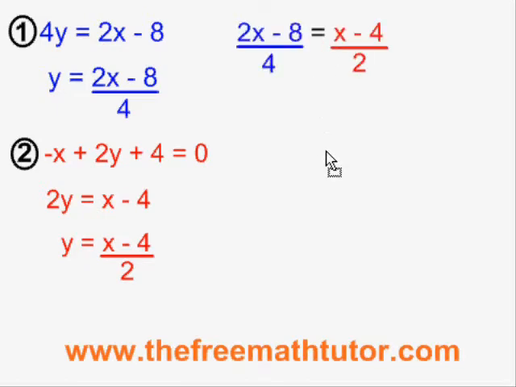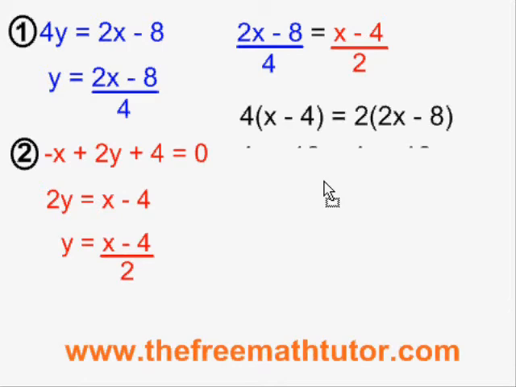2x minus 8 over 4 is equal to x minus 4 over 2. Cross multiplying gives me 4 times the bracket x minus 4 equals 2x minus 8. I get 4x minus 16 is equal to 4x minus 16. And I'm starting to see a pattern emerging here that indicates something special is going on.